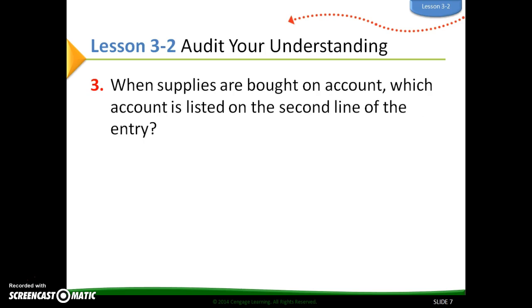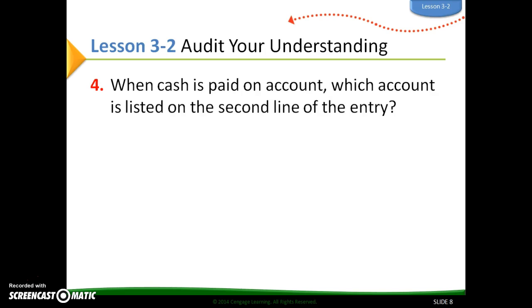Finally, when supplies are bought on account, which account is listed on the second line of the entry or the credit part of the transaction. So again, think through both pieces of the transaction, supplies and on account. Okay, looks like when we're going to be paying cash on account, which account listed is the second line. So we want to make sure we identify the two accounts that are impacted, cash, and we're paying on our account. And the second piece of that's going to be the credit portion.